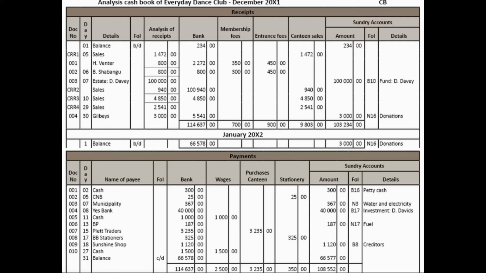And then it's fuel. So we don't have a fuel account opened yet. So under the nominal account section, open fuel. And then on the debit side, you will have bank 187.